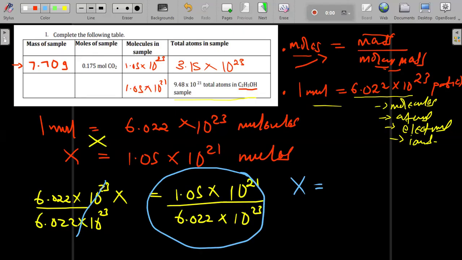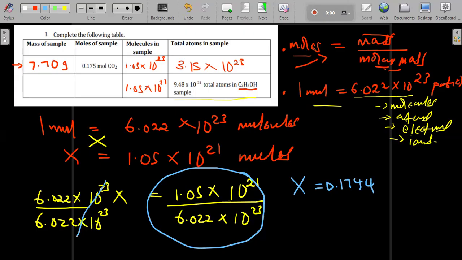So let's divide that on the calculator. Let's divide it in phases. So 1.05 divided by 6.022. If I divide the 1.05 with the 6.022, I'm getting 0.1744.